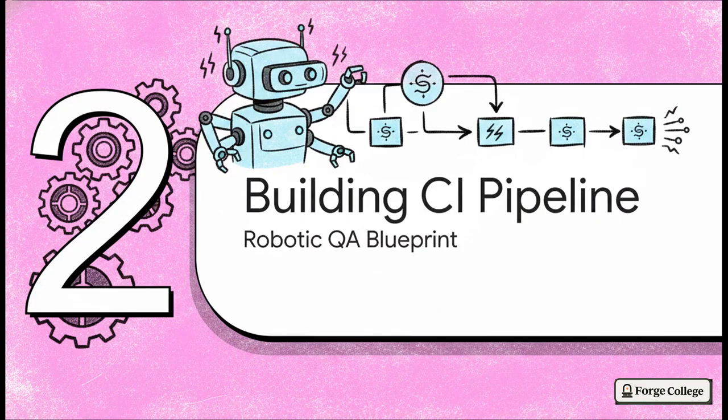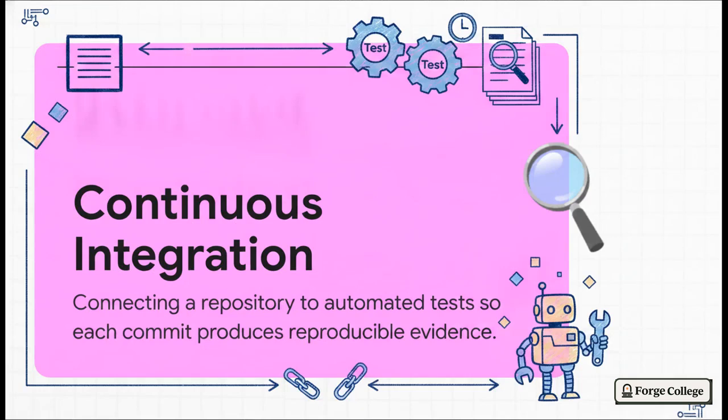Moving on to Section 2, Building the CI Pipeline. Consider this the robotic QA inspector's blueprint. So what exactly are the core mechanics of this blueprint? Well, it all comes down to continuous integration, or CI. Essentially, this means connecting your repository to automated test runs so that every single commit produces reproducible evidence about your software's quality. Try to imagine a tireless, completely unbiased robotic inspector.